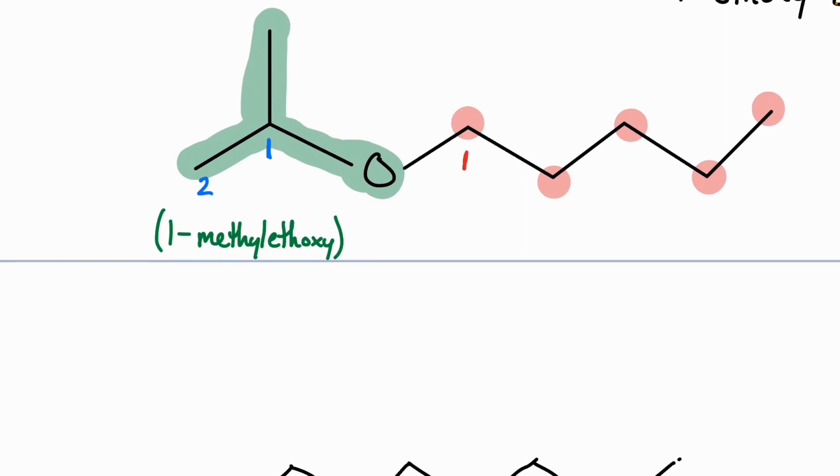So putting it all together, this would be 1. That's indicating where it is on my parent chain. Then I've got to name the substituent, the 1-methylethoxy group. Close the parentheses, pentane.